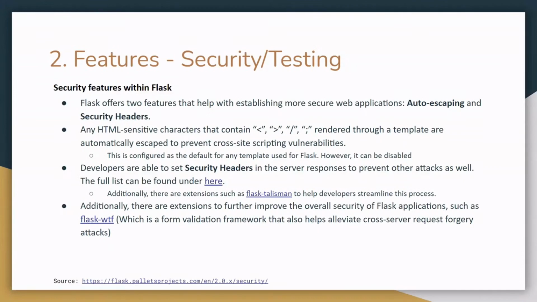Within the realm of community extensions, there are extensions such as Flask Talisman that help set and configure these security headers much more easily. On the other hand, Flask-WTF, which is based off of WTForms, is an extension that allows for more secure form validation, which can also be used to help alleviate cross-site request forgery attacks on Flask-based applications.